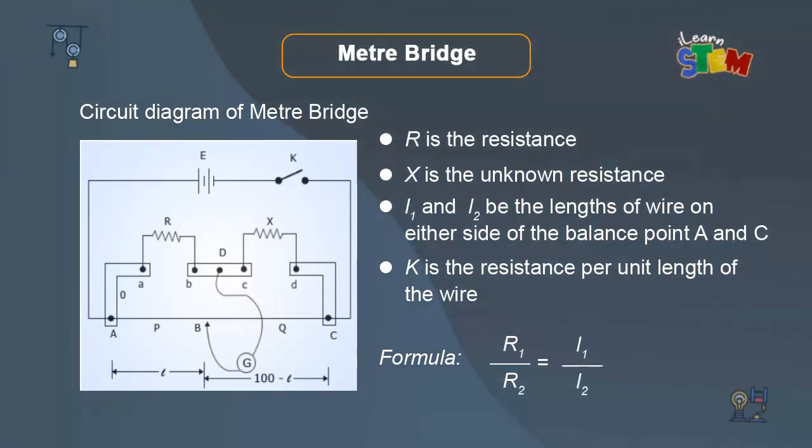Also remember, length 2 is equal to 100 minus length 1. So if you know the length on one side of the bridge where the galvanometer reads 0, you can easily find the other side by subtracting from 100.